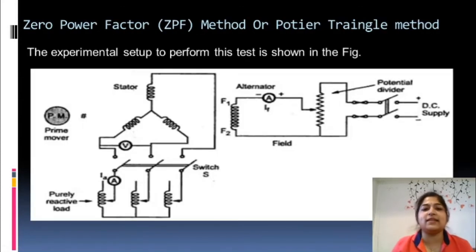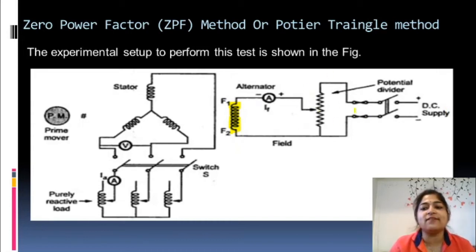This is the experimental setup of the ZPFC method. Here you will find the field circuit of the alternator, F1, F2. Between these, the field winding is connected, and to this field winding a DC supply is connected through an ammeter and a potentiometer.